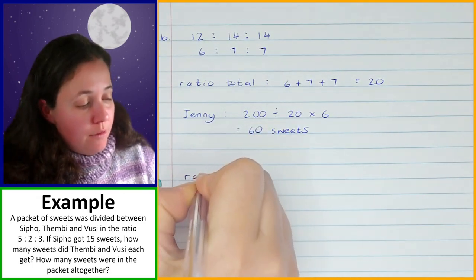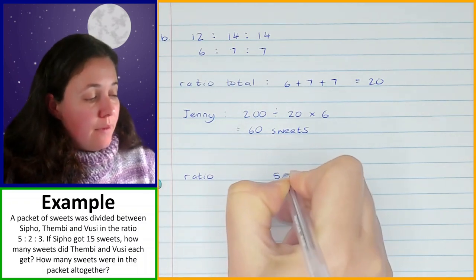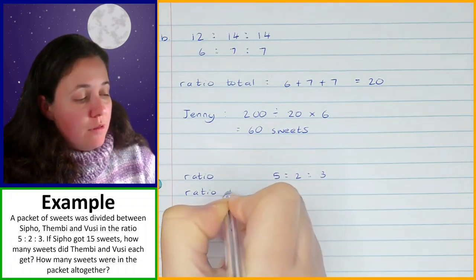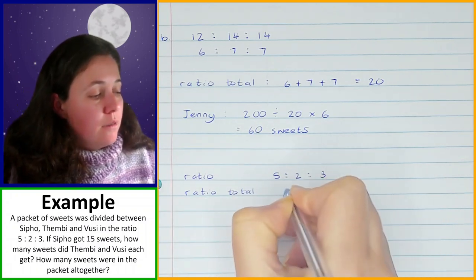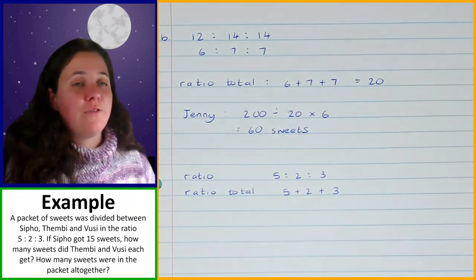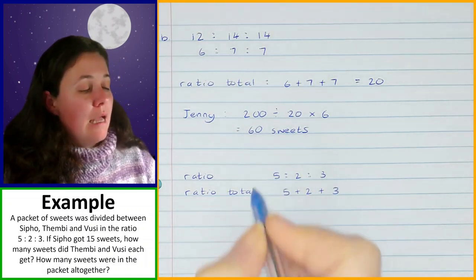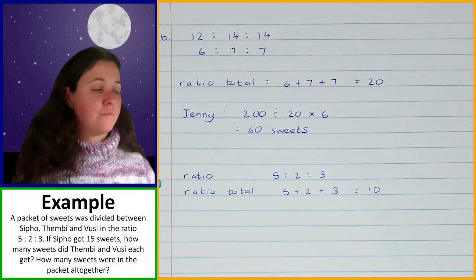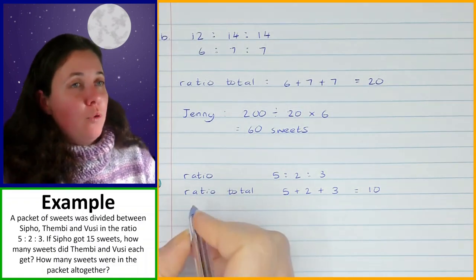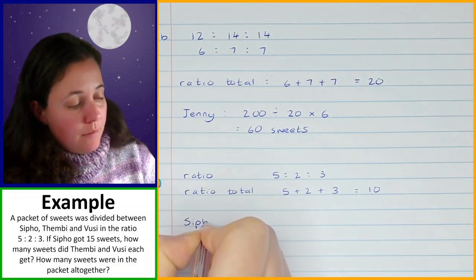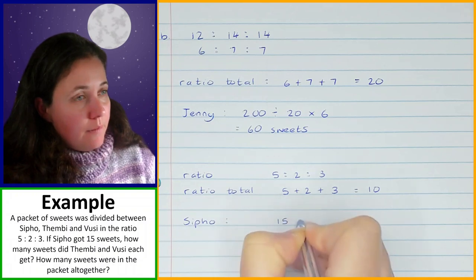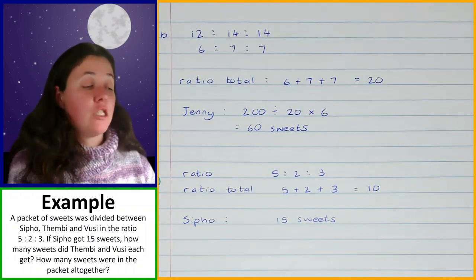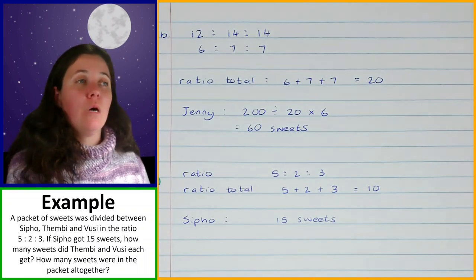Okay, so over here, I've got my ratio, which is 5 to 2 to 3, and I'm going to work out my ratio total, which is 5 plus 2 plus 3, and that gives me 10. Okay, so now Sipho has got 15 sweets. I know that because they told me, so I don't have to do any working out for that. Sipho has got 15 sweets.